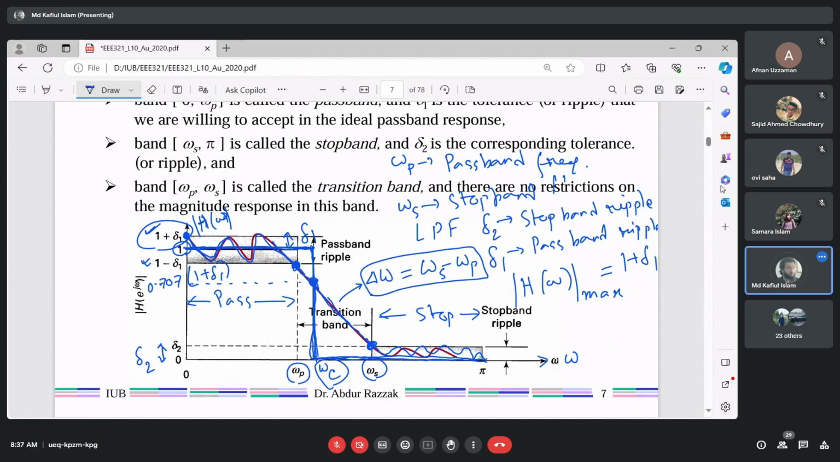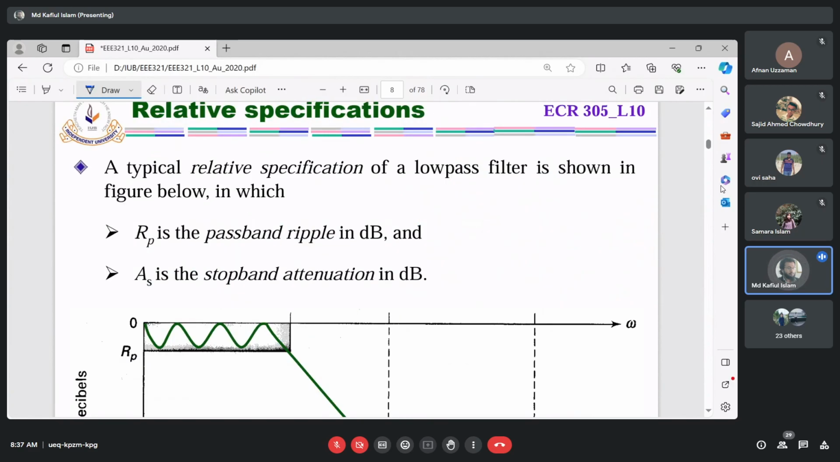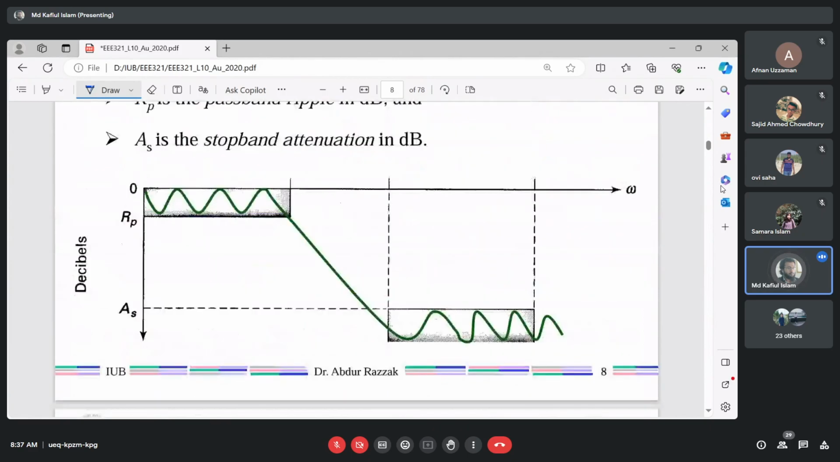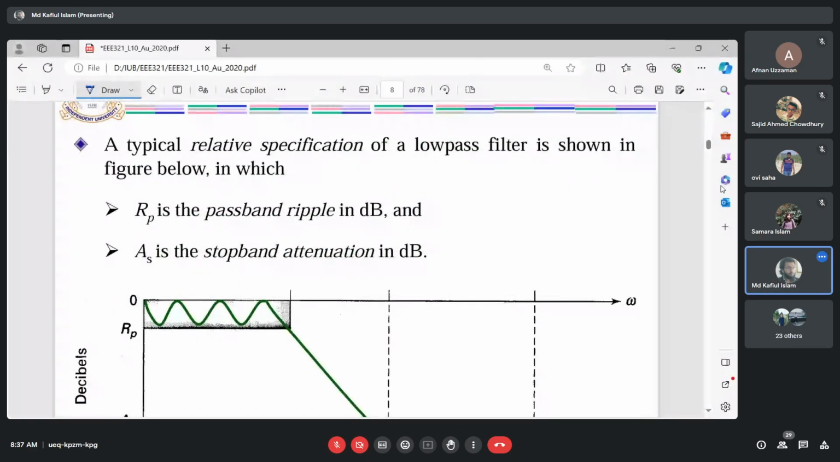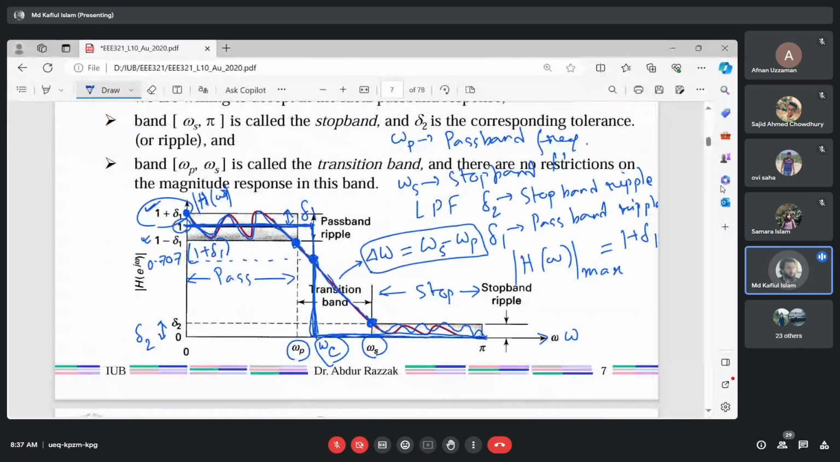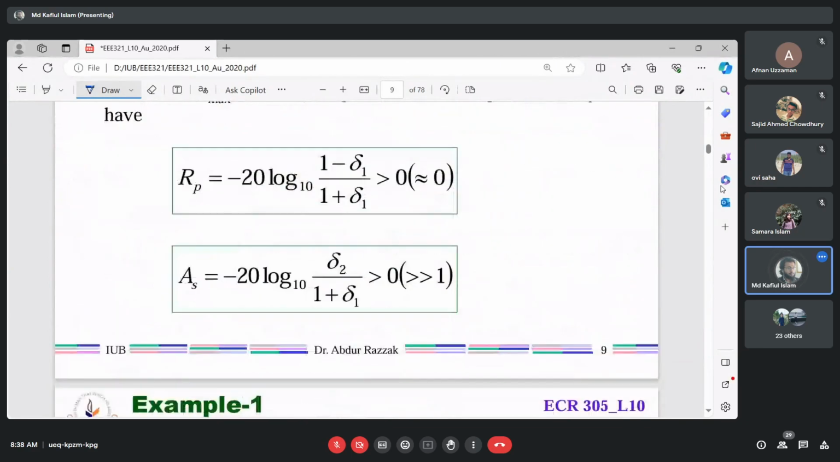Okay. So this is basically the ideal response. Now in this case, we have used the absolute specifications. Okay. Now if you take the relative specification, there are some equations for relative specification. So δ1 and δ2 are used for absolute specification. But for relative specification, what is the relation? For δ1, the corresponding relative specification will be Rp.